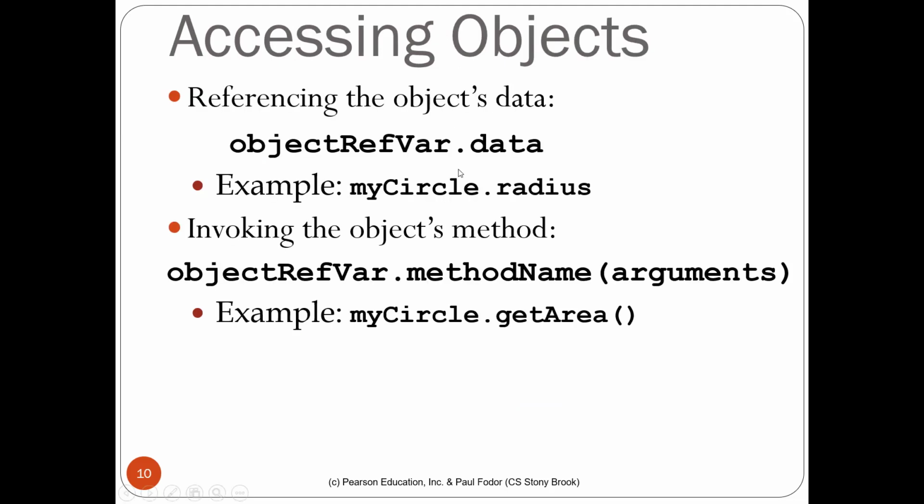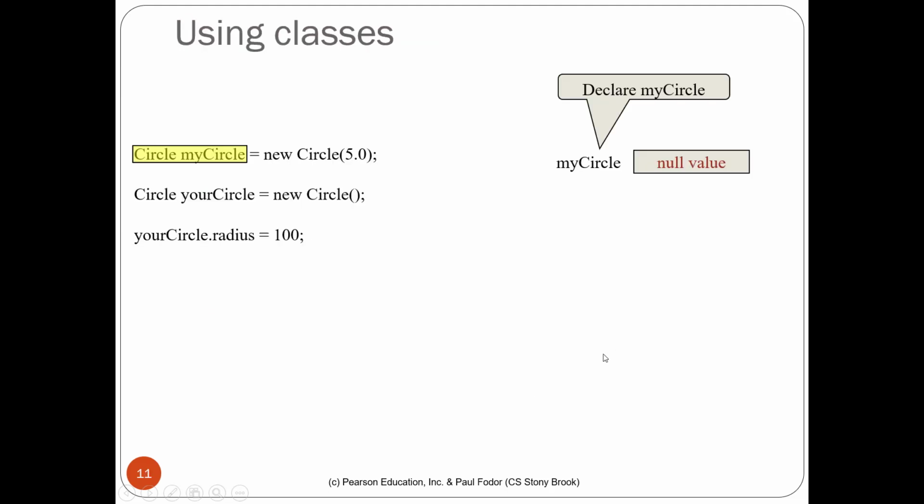Alright, so whenever I had to access radius, I'll say myCircle dot radius, and that's how I'll get the radius of the circle. That was about the data. And how about the method? It's the same way. In place of the data, you'll have the object reference variable name, period, the method name and the arguments. So we can call the method getArea by myCircle.getArea(). That's how you'll get the area of the circle.